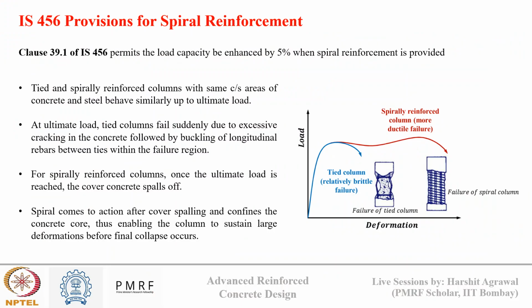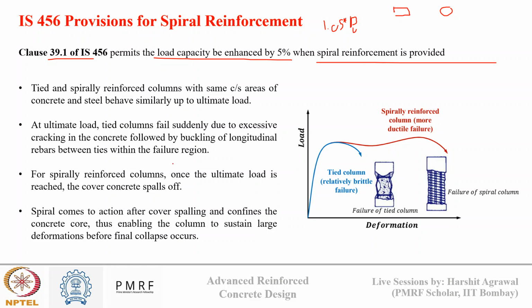Okay, so now we will move to the last segment, that is the provision for spiral reinforcement. Based on clause 39.1 of IS 456, the code says that we need to enhance the loading capacity we are getting by 5%. Suppose PU is the capacity we are getting for a rectangular column. For a circular column, we need to assume the capacity is 0.05 times PU more, if we are providing spiral reinforcement.